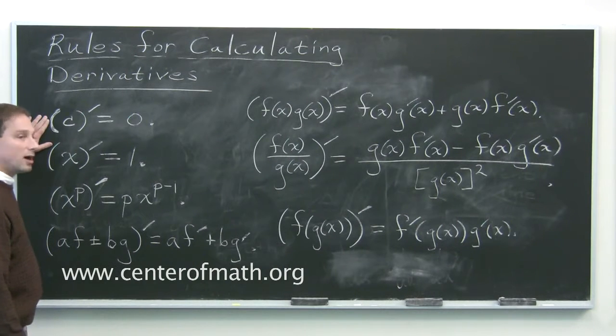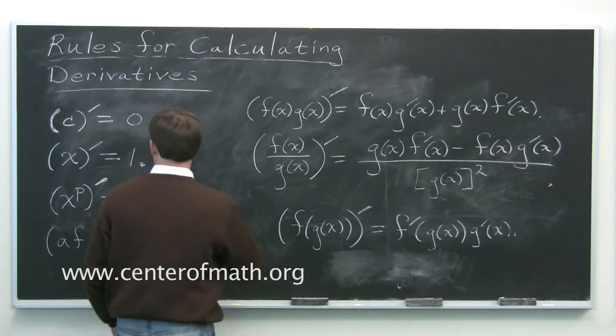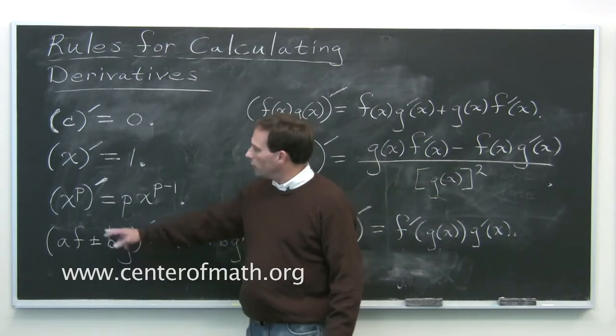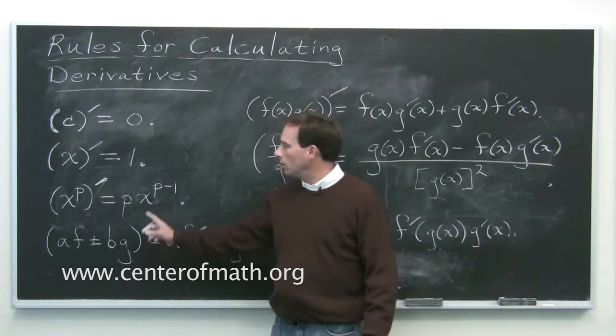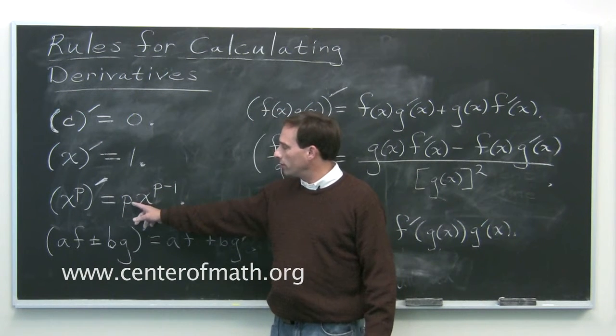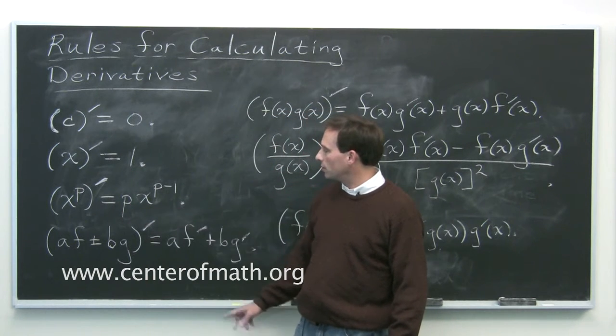There's the derivative of a constant is 0. The derivative of just the function f of x equals x is 1. The derivative, this is the power rule. The derivative of x raised to a power, the exponent comes down, so the power comes down as multiplication, and you subtract 1 from the exponent.